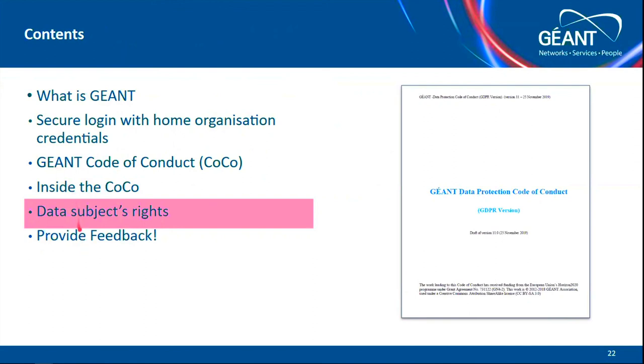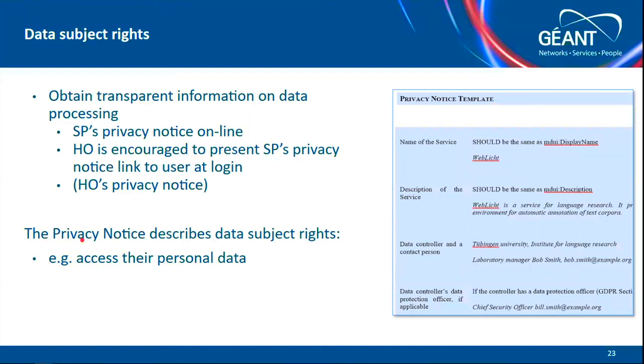And finally, I want to highlight how the code of conduct covers the data subject's rights. For the data subject rights, the code of conduct relies very much on the privacy notice, for which the code of conduct introduces a template for the service providers. So the service providers describe their privacy-related practices in the privacy notice, and the home organizations are then encouraged to present the link to the privacy notice to the user at the time when they log in. Of course, the home organizations have also their privacy notices under GDPR. Well, they are not covered by the code of conduct because the code of conduct is for service providers mainly.